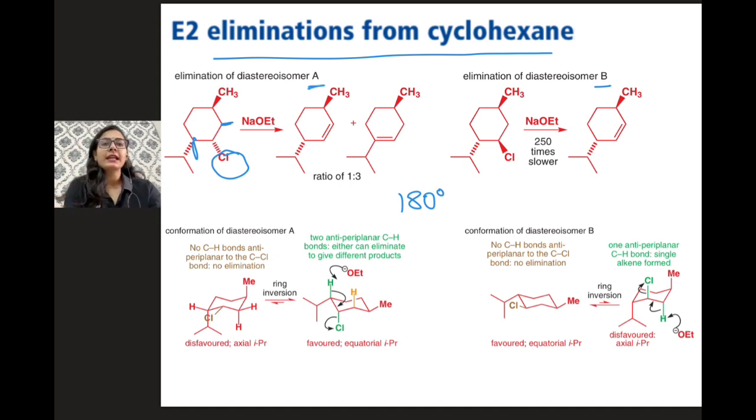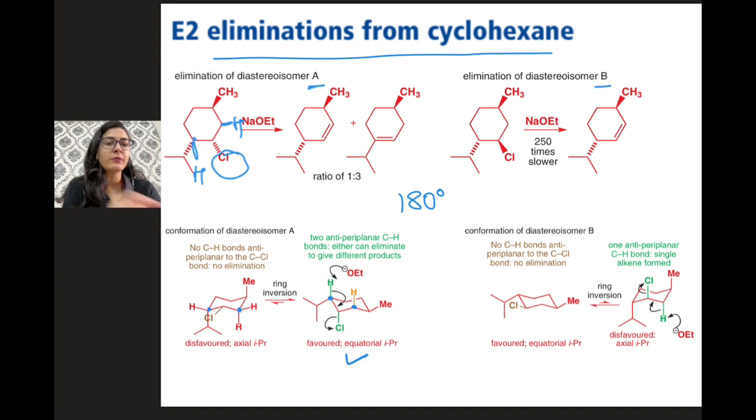First thing, in the first diastereomer, you have a hydrogen on both sides, on both the vicinal carbons. So look over here. This is the Cl, and there are two hydrogens present. Now, when you have to draw the conformation, you will try your best and draw the more stable one. So this is the more stable conformation of this particular compound.